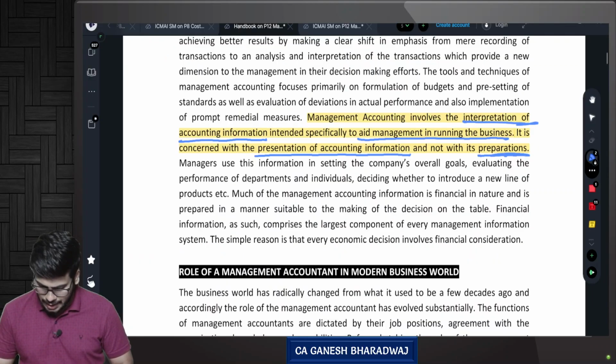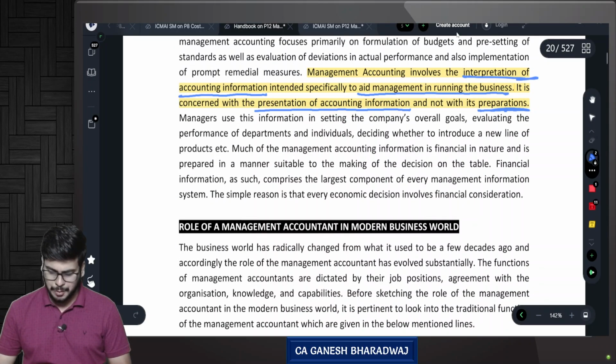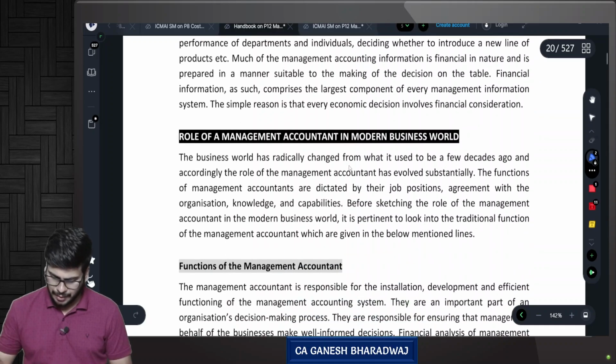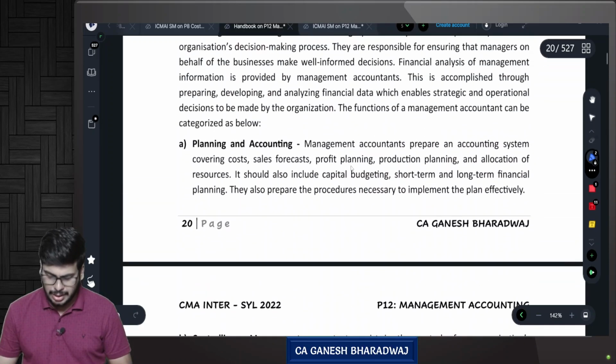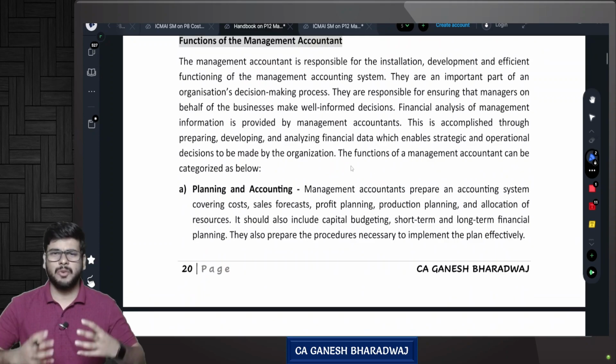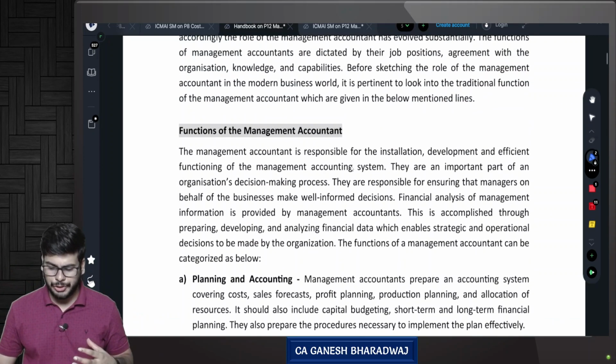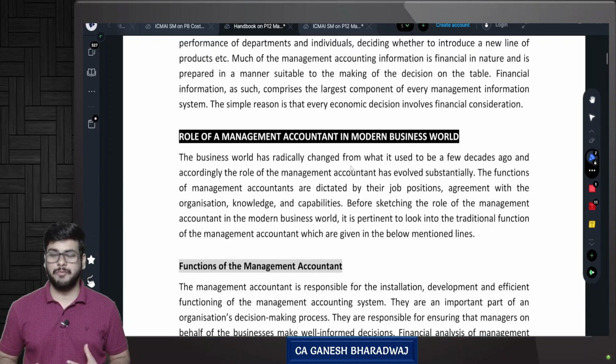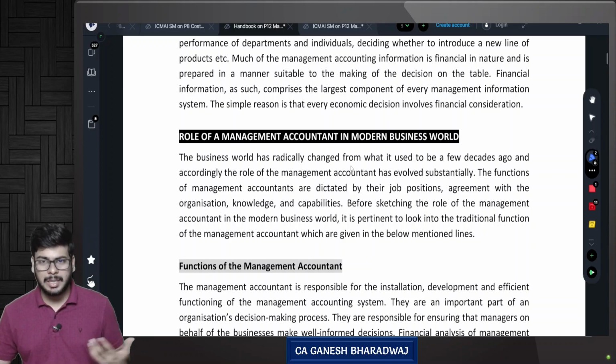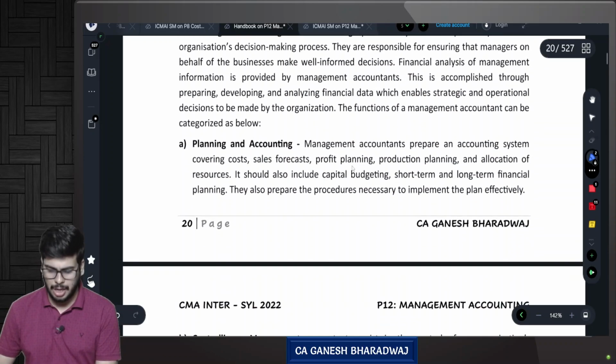Yes. Next, the role of management accountant in modern business. Fine, so now let's quickly run through this. Apart from whatever we have done, what are all the roles of a management accountant in the modern business world? Tomorrow you're going to become a CMA. In future you're going to become a CMA. So what are the roles that typically revolve around a management accountant?